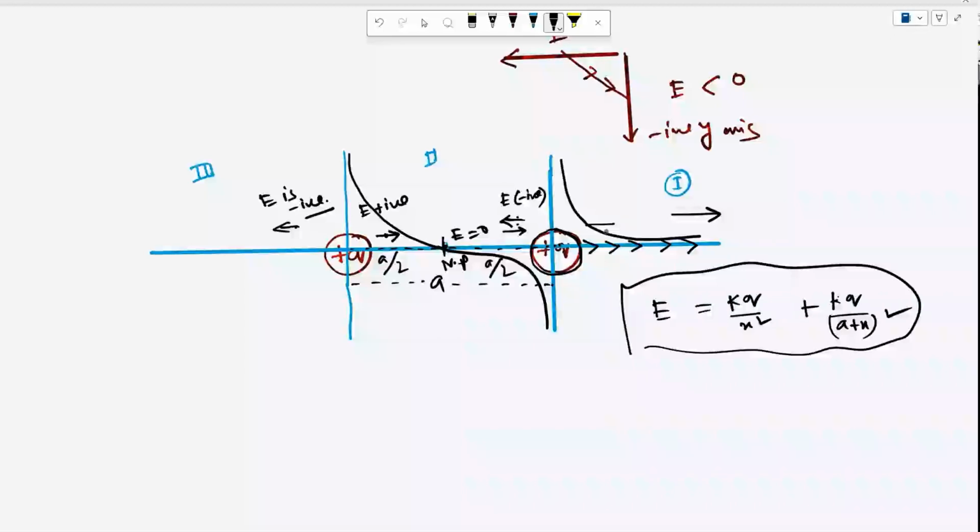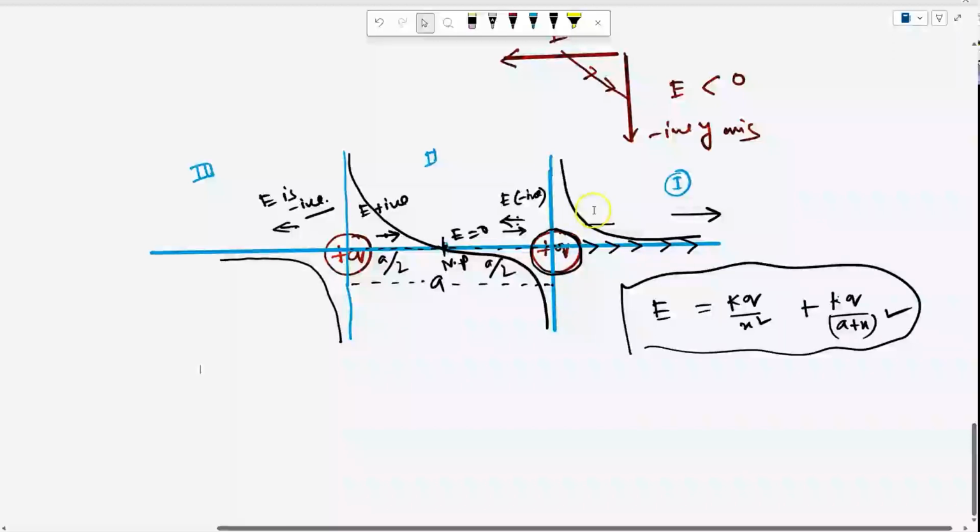Now what will happen at this point? At this point again E is negative. E negative, you don't have any problem. This graph will be repeated here in this region, because both are pushing it towards left. So electric field will be in negative direction. You must take it this way. So this is done. Due to a point charge plus Q and another plus Q charge, the electric field graph will be like this.